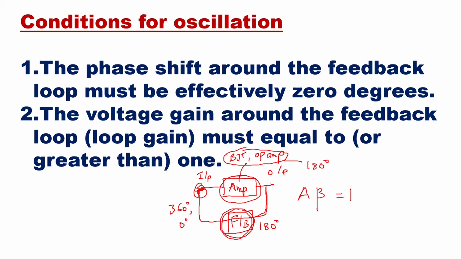And these 2 points the oscillator circuit should follow so that the output can oscillate at a particular frequency. You can get a repetitive waveform at a particular frequency and amplitude. Okay. So here the conditions of oscillations are: the phase shift around the feedback loop must be effectively 0 degree. That is, we will make it 360 degree, and that 360 degree will be taken as 0 degree. And second point, the voltage gain around the feedback loop, that is loop gain, must be equal to or greater than 1. Okay. So that is the basic condition.